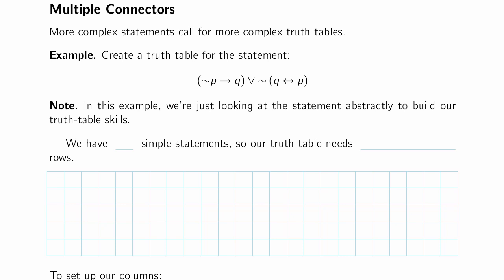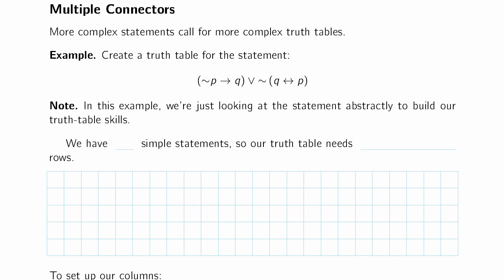The more complicated the statement gets, the more complicated the truth table gets. And in particular, the more columns the truth table ends up having. In this example, I've just given you an already symbolized statement because what we want to do is work on just our truth table skills for a moment. So this statement is already symbolized. You aren't told what P and Q actually represent, just the relationship between them. We only have the form to work with here.